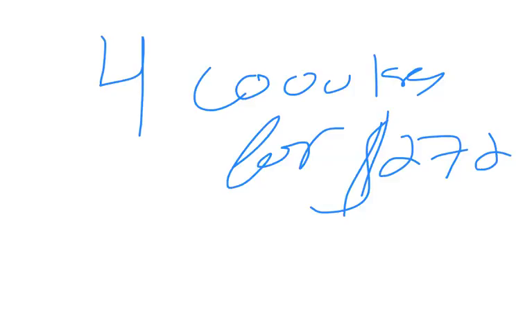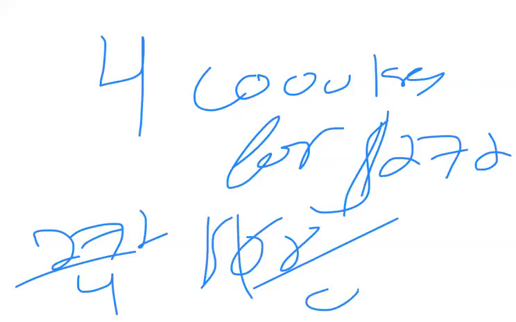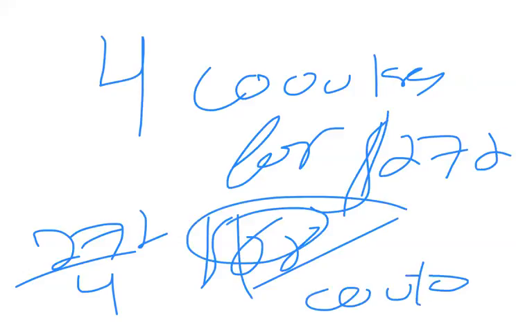Okay, well in this case it's just 274 divided by 4 cookies, which will give you about $60 per cookie. That's the rate, because it's per cookie. You have 2 quantities, money and quantity.